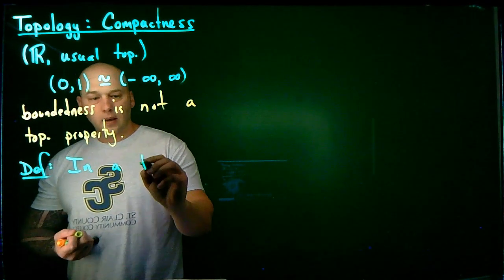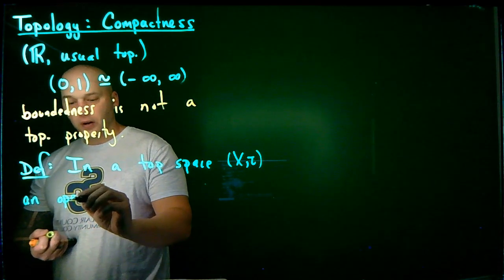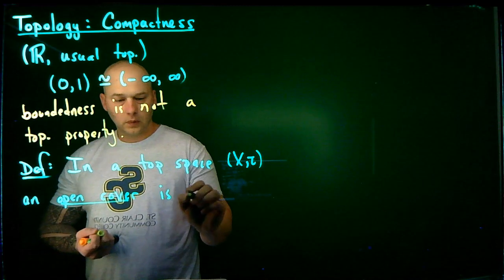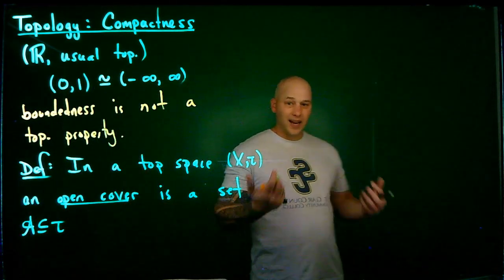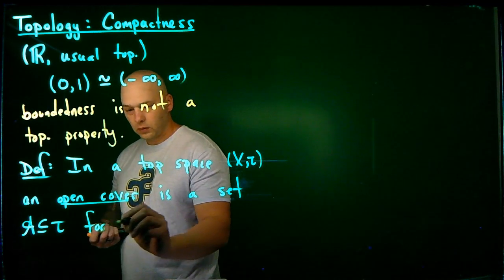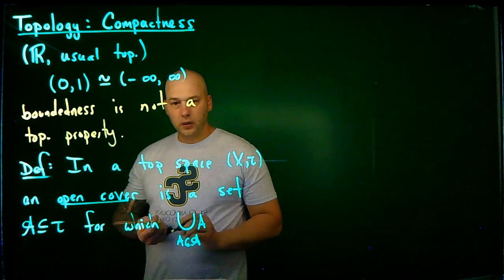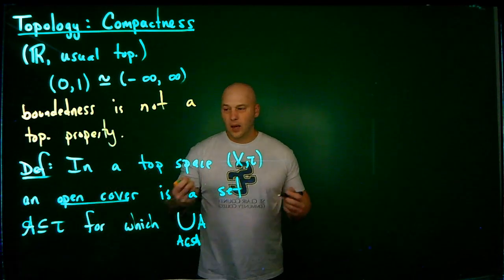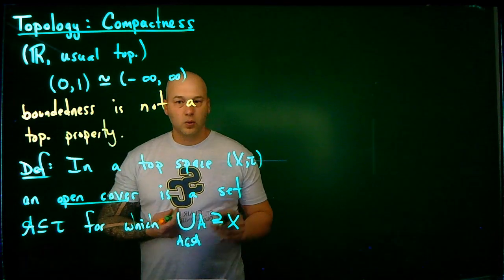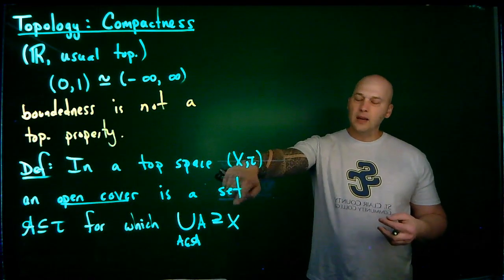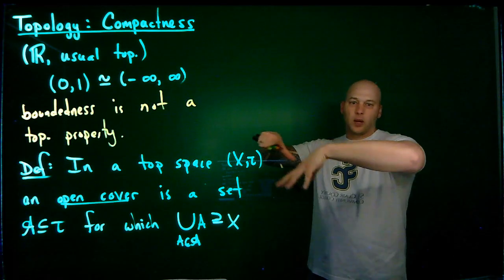In a topological space (X, tau), an open cover is a set A, which is contained in the topology. So an open cover is a collection of open sets for which, if I take the union of every element of this collection A, I get all of X. Or let's say in general, it contains X, in case we're talking about subspaces. But it will contain all of X. So it completely covers the space. The union of all the open sets is basically kind of like a patchwork covering the entire space.